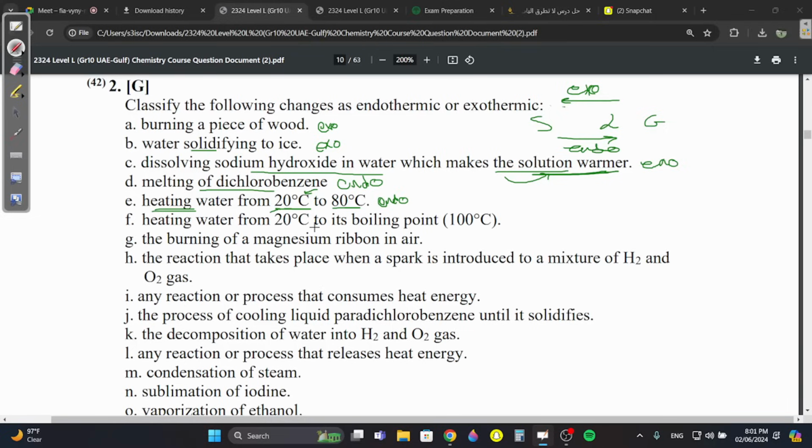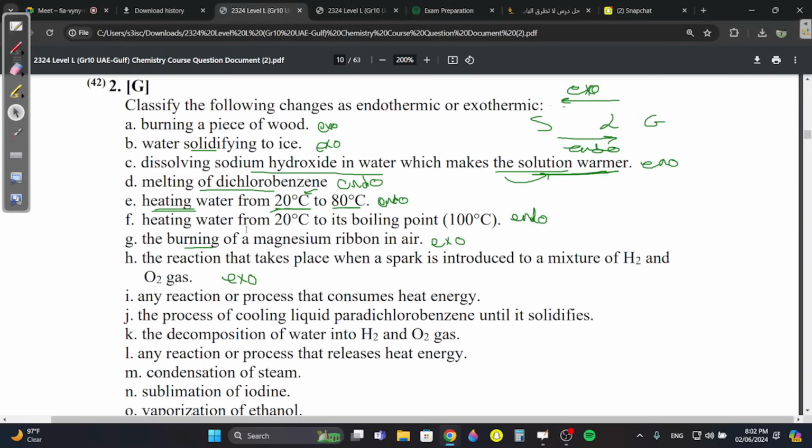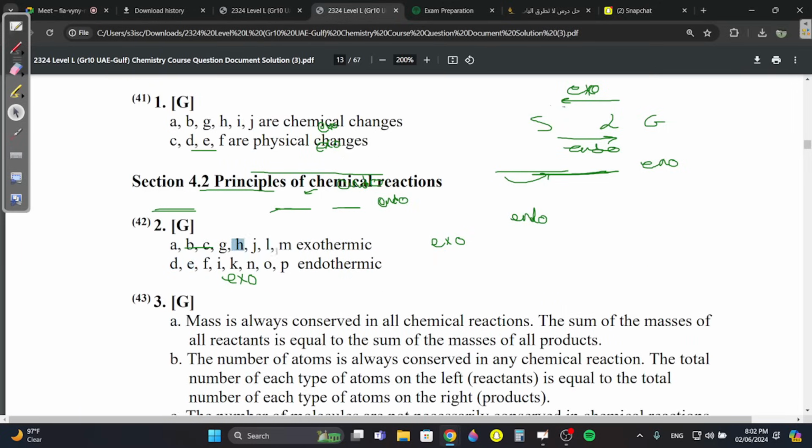Okay, heating water from 20 degrees to 100 degrees, again, endo, because it needs to absorb energy to raise the temperature. The burning of a magnesium ribbon in air, it's burning, again, exo. Burning is always exo. The reaction that takes place when a spark is introduced to a mixture of hydrogen and oxygen, obviously, it should be exo, since it pops, I think. What part is it? H, exo.